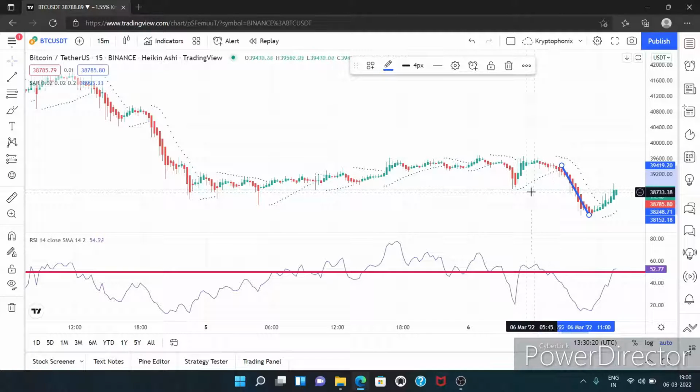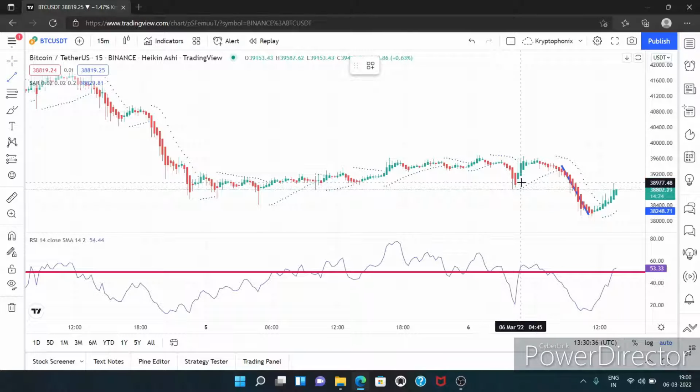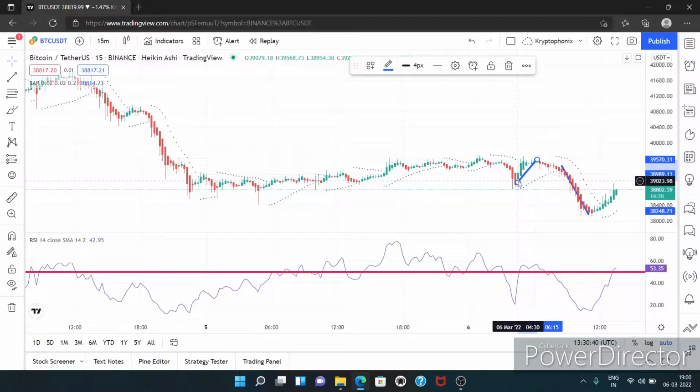Now, look over here. At this point, the price went above the SAR level. Also, the RSI is above the 50 mark. This being a signal to buy, go long. If someone would have gone long here, the level was 39,000. An up move was seen till 39,600 levels.